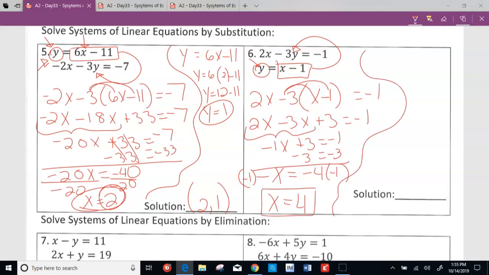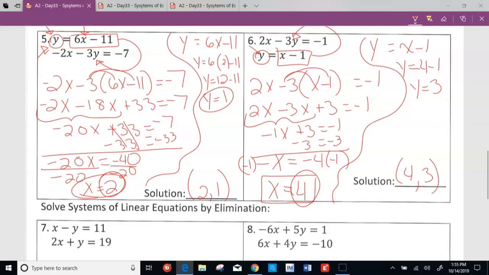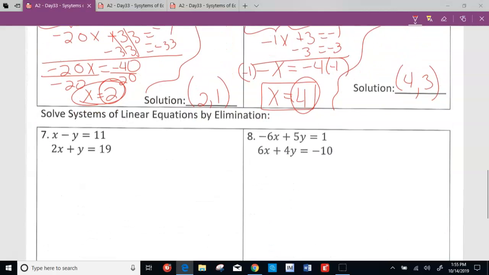But now I need to get a y value. Well, my second equation says y is equal to whatever x is minus 1. So y will be equal to this x value that I got down here, this 4, minus 1. Therefore, y equals 3. So when x was 4, y was 3. So those are your two examples on substitution, just moving equations around and then plugging stuff in.